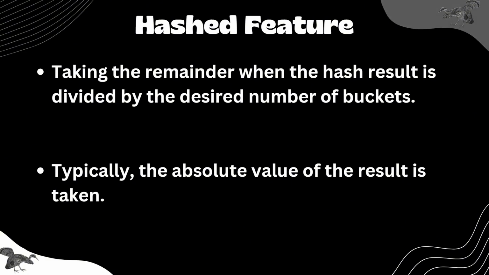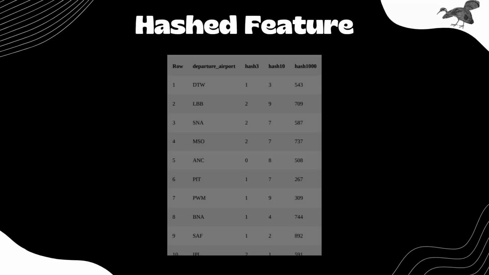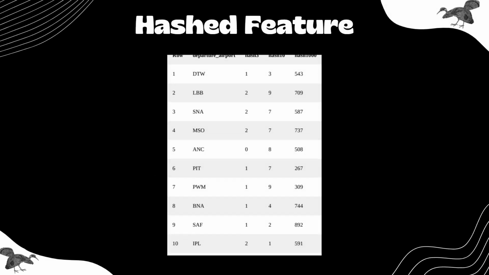Let's take a look at an example to make this clearer. As you can see, we have a column for 3 airports and 3 other columns, each with a different bucket size: 3, 10 and also 1000. The picture is kinda cropped from the top, my bad. If we chose a bucket of size 3, we will distribute all of the airports into one of those 3 buckets. The same process applies if the bucket size is 10 or even 1000.